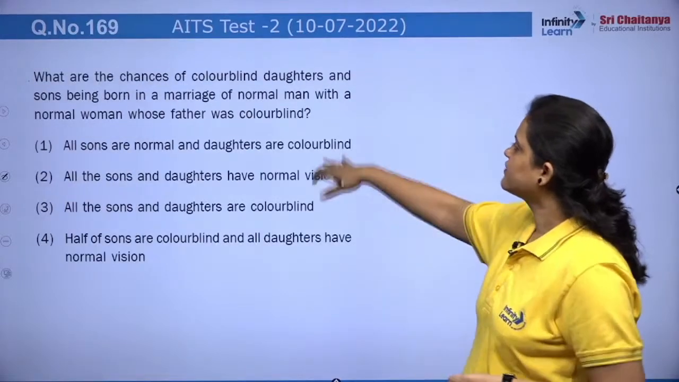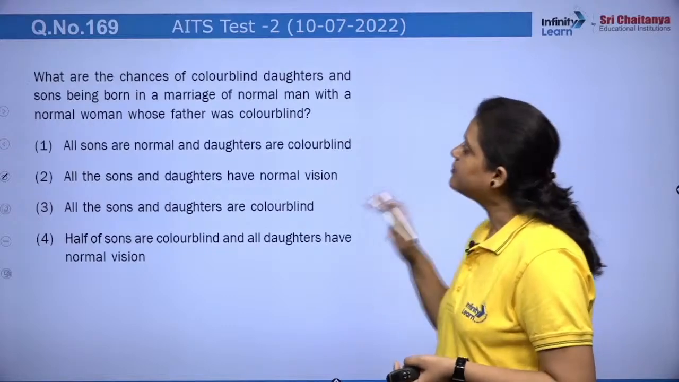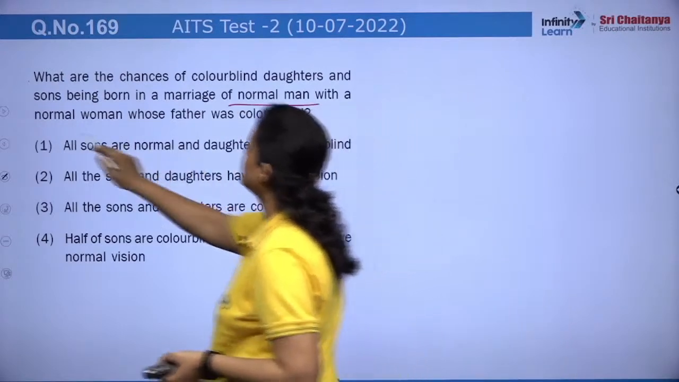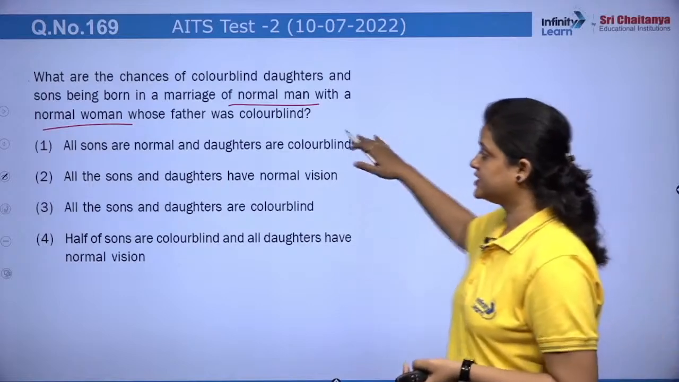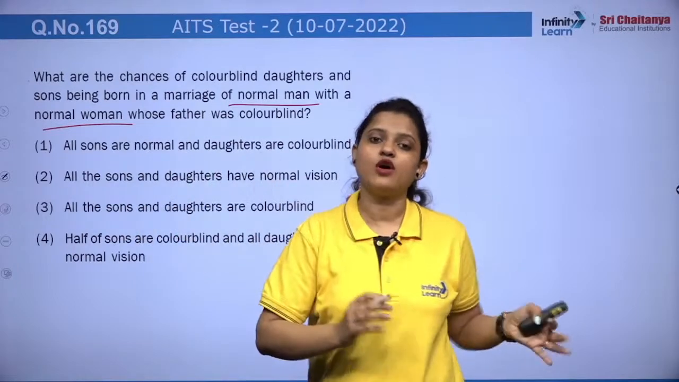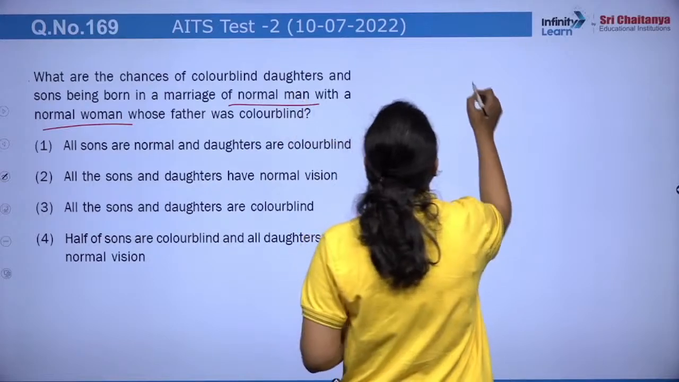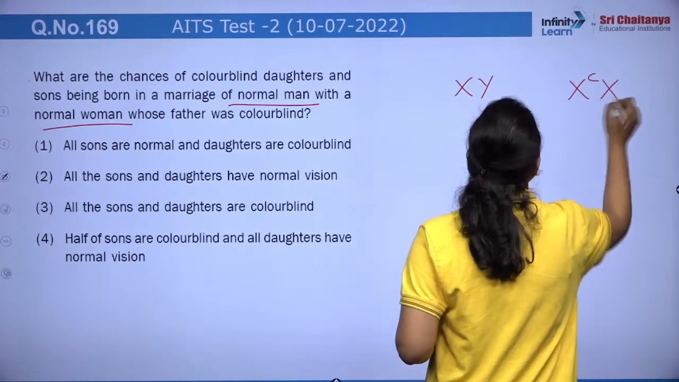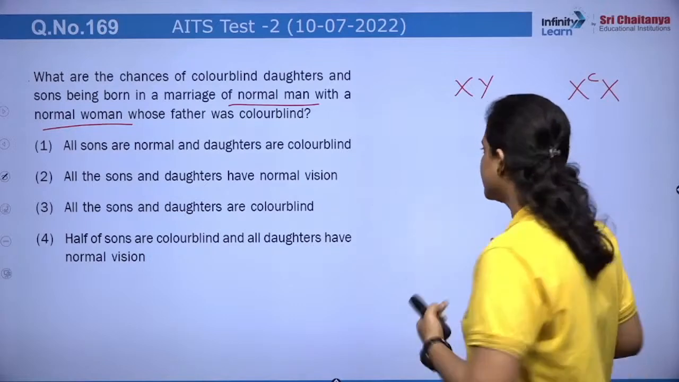What are the chances of colorblind daughters and sons, okay, being born in a marriage of normal man with a normal woman whose father was colorblind? So if the father of that woman is colorblind, that means the woman is the carrier of color blindness. Let's see this. Since man is normal, but the female is carrier, right? Because her father was affected, though she is normal, right?